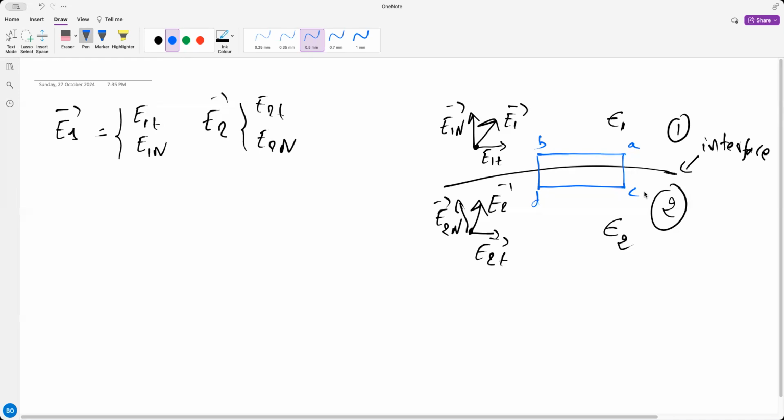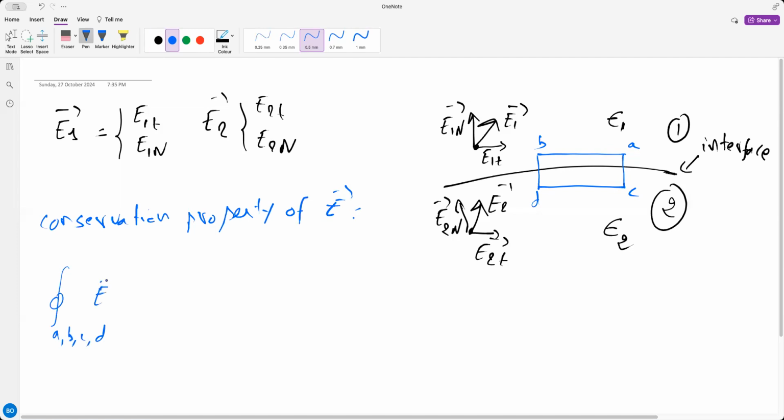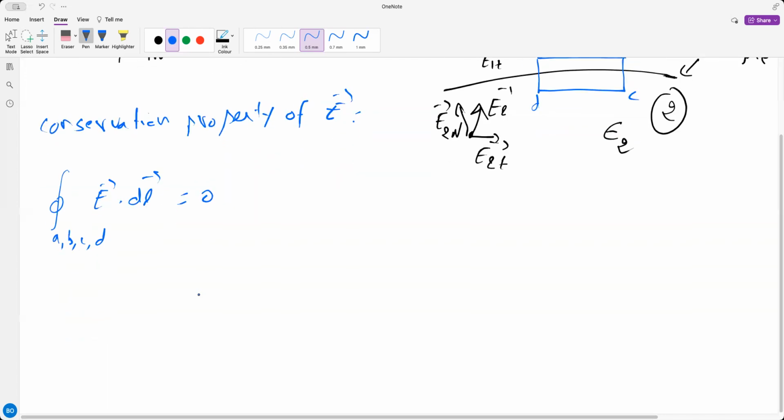Now we know that the electric field is conservative. What is the conservation property of the electric field? It is the fact that the integral over A, B, C, D, the whole loop, of the electric field, E dl, is equal to 0. This is a conservation property, right? Now, let's apply it here.